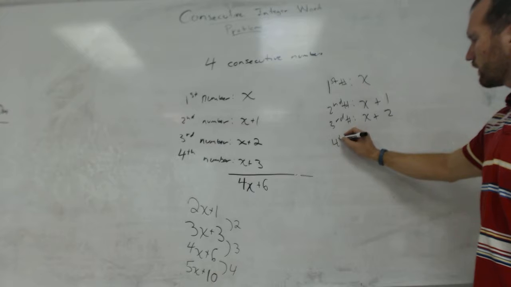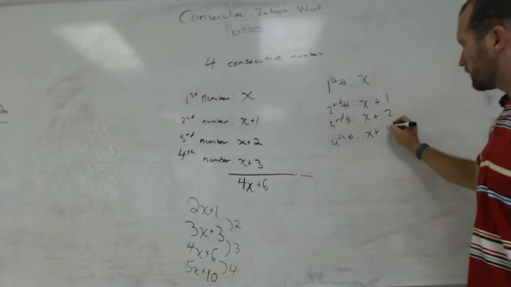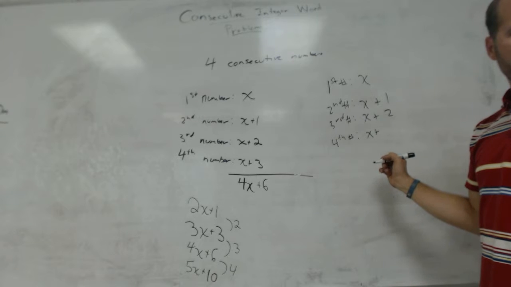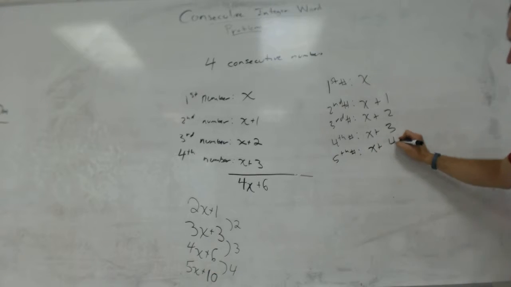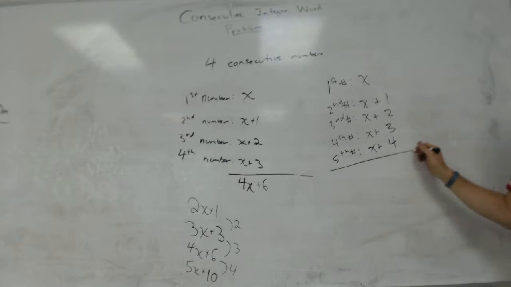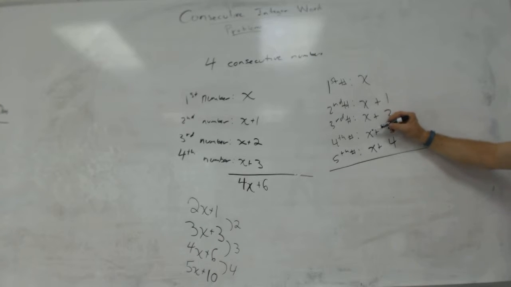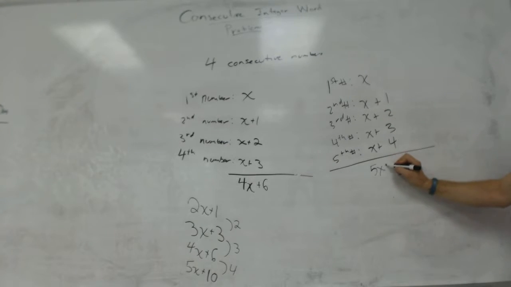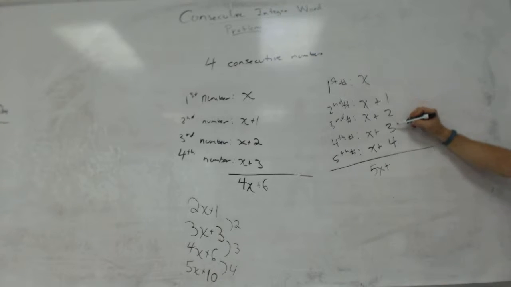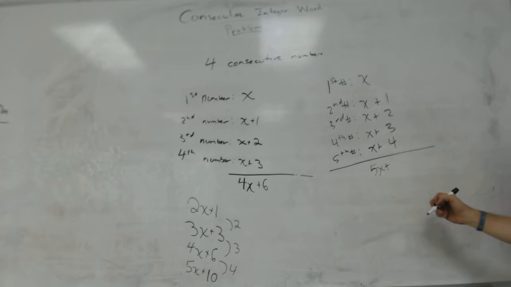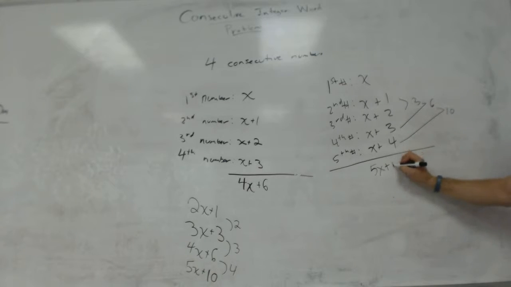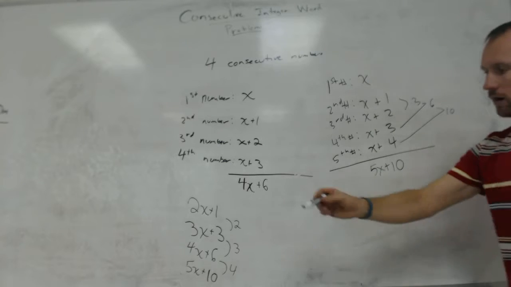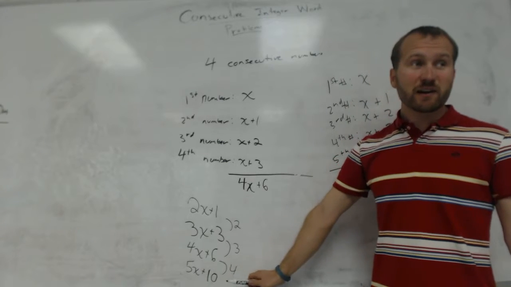What would be my fourth? X plus 3. And what would be my fifth number? X plus 4. Right? Now if I add these up, 1, 2, 3, 4, 5 x's plus 1 plus 2 plus 3 plus 4 is... 1 plus 2 is 3, 3 plus 3 is 6, 4 plus 6 is 10, 5x plus 10. That's what we said the pattern was going to be.